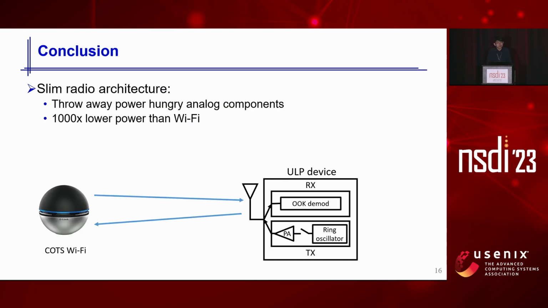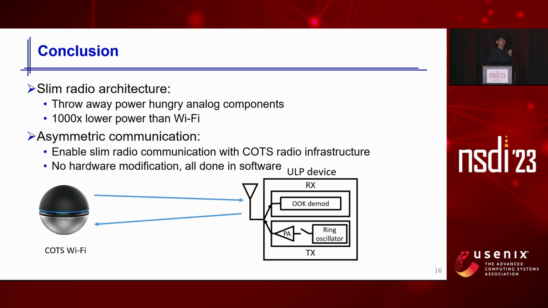For the conclusion, we proposed a new Slim radio architecture. It throws away most of the power-hungry analog components in order to achieve ultra-low power communication. The power consumption is reduced by around 1,000 times compared to the commercial off-the-shelf Wi-Fi device. And we also introduced the asymmetric communication design, which enables Slim radio to directly communicate with the commercial off-the-shelf Wi-Fi device.